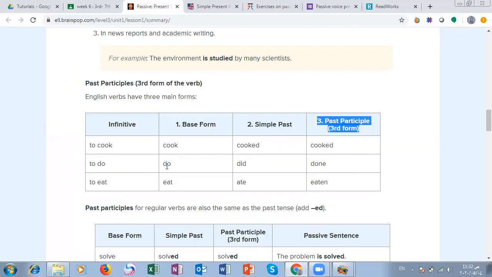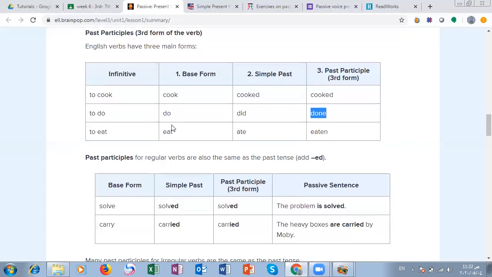So here, do, what is the past of do or does? It is did. This is the past simple of the verb do. And what is the past participle? It's done. Okay. Eat is a verb. The past, ate. The past participle is eaten. Okay.